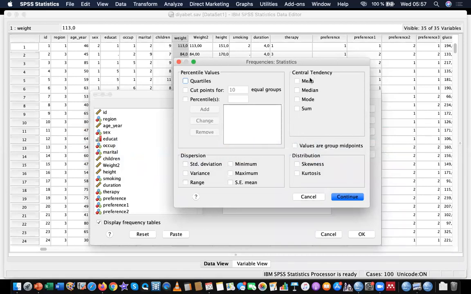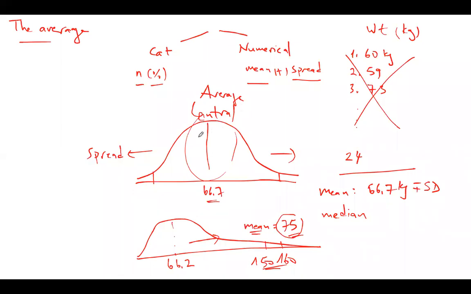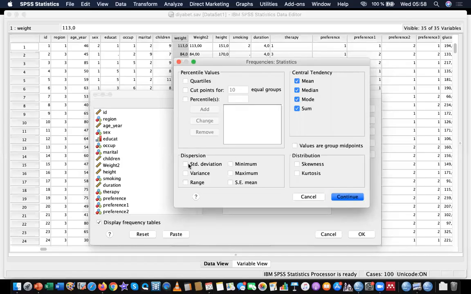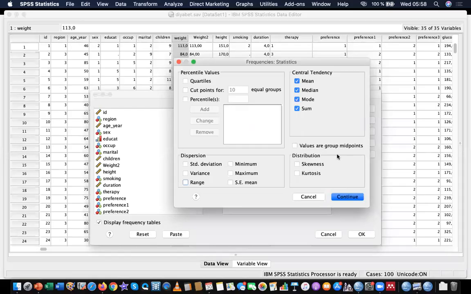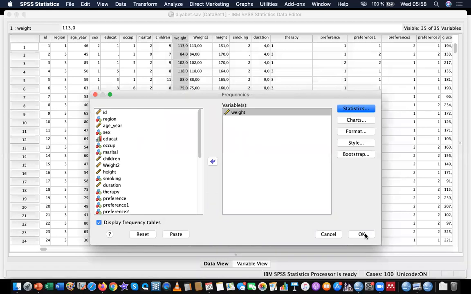If I want to display information about the central tendency, I can give the mean, the median, the mode, and the sum. Please remember, these four are parameters showing the center of my histogram, the central distribution, the central area. The others here we will discuss in the next session. I don't show them now. These provide information about the dispersion, about the tails. Let us click continue and okay.